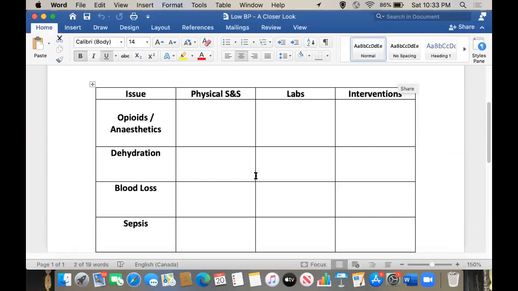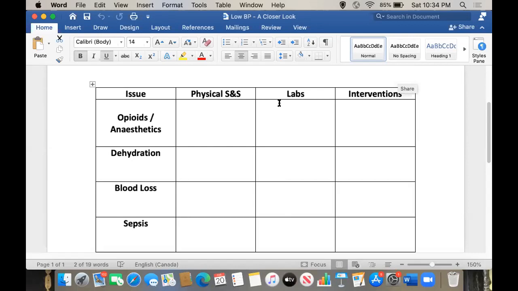So before I do that, let's talk a little bit about labs and interventions for each before we get to sepsis. We might tease out some fine nuances of these other ones if they come up in sepsis, but these should be pretty quick if we just do them right now. So if we talk about labs for opioids and anesthetics causing a drop in blood pressure from the sympathetic system being dampened, to be honest, I can't think of any direct lab results that may come up.